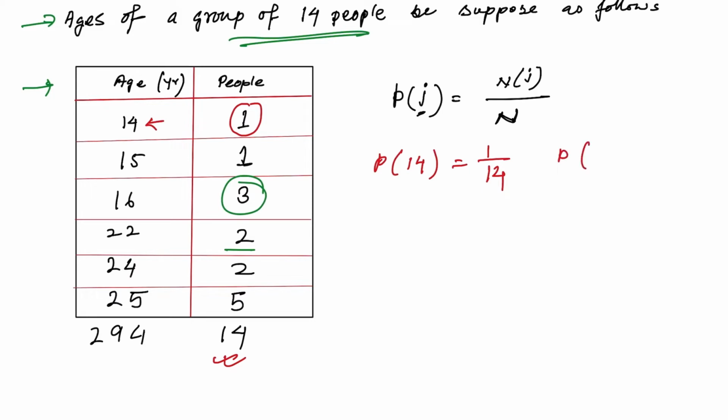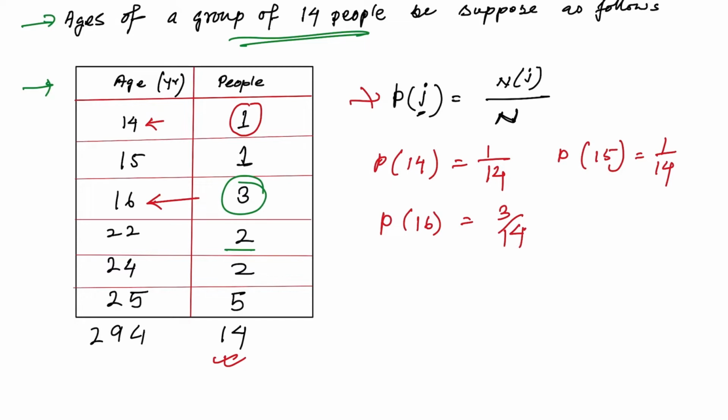Similarly, the probability of 15 is 1 by 14, and suppose we want the probability of getting a person of 16 years, so the probability of 16 is 3 by 14. This way we can find the probability of a particular age using this formula.